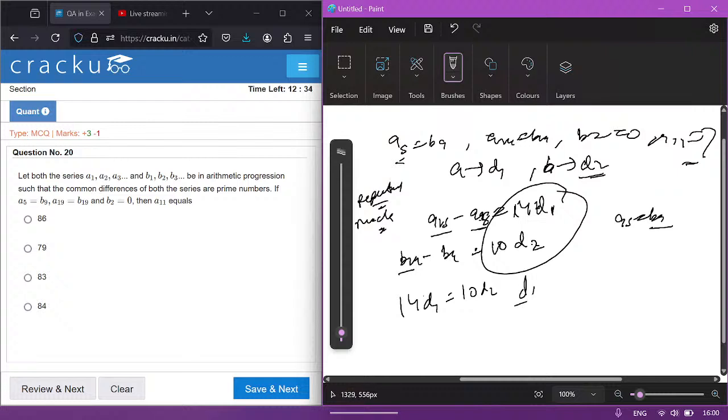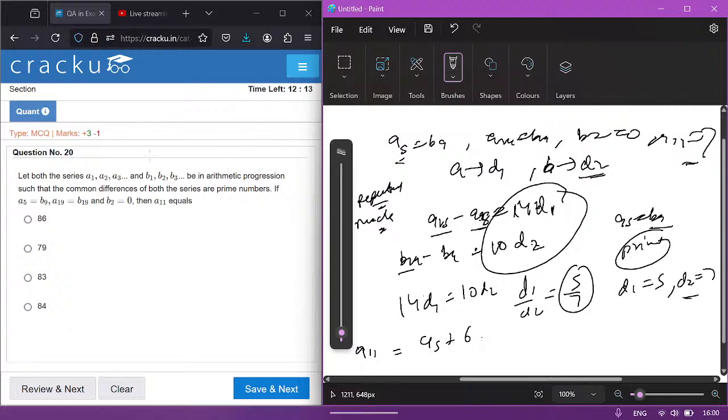So D1 by D2 is 5 by 7. Because they have said that the common differences are prime, this can be the only case, where D1 is equal to 5 and D2 is equal to 7. Now we have to calculate A11. So A11 will be what?